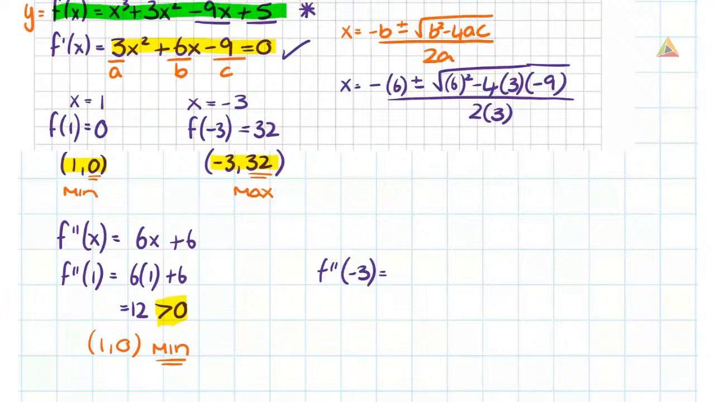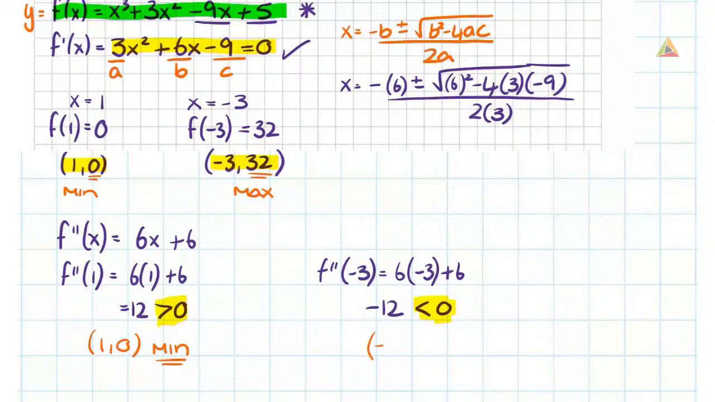We're going to do the very same over here. 6 times minus 3 plus 6 this time. That's going to give you minus 12. Again, I'm not too interested in what the number is. I'm just really interested in whether it's positive or negative. So in this case, it's negative.